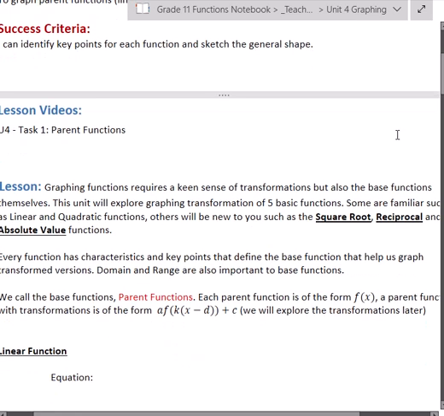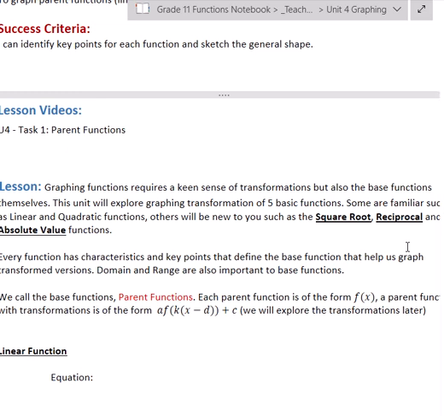Now, graphing functions requires a keen sense of transformations, but also the base functions themselves. This unit will explore graphing transformations of 5 basic functions. Some you're familiar with, such as the linear and quadratic functions. Others may be new to you, such as the square root, reciprocal, and absolute value functions. Every function has characteristics and key points that define the base function that help us graph the transformed versions. Now, domain and range are also very important to these functions.